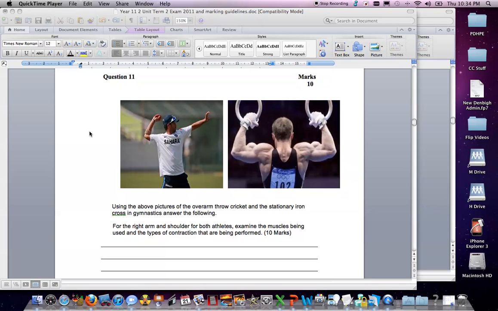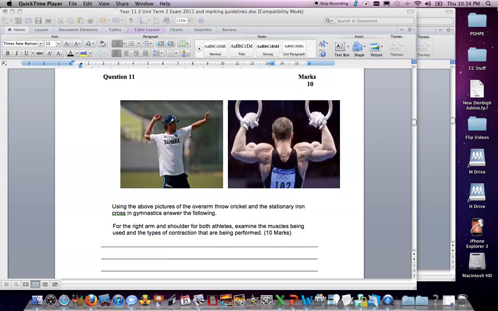Question 11. Question 11 was a 10-mark question, and it read: using the above pictures of the overarm throw in cricket and the stationary iron cross in gymnastics, answer the following. For the right arm and shoulder for both athletes, examine the muscles being used and the types of contractions that are being performed.